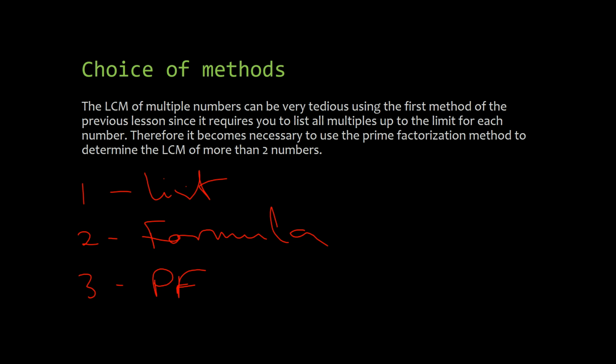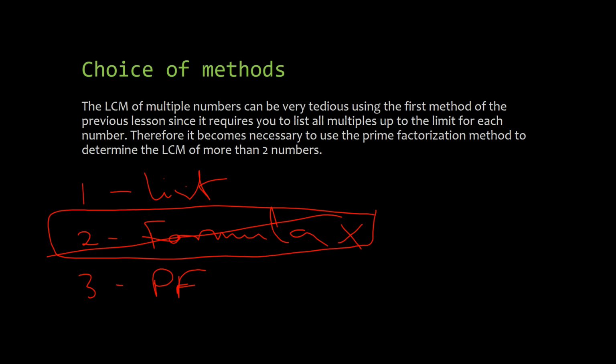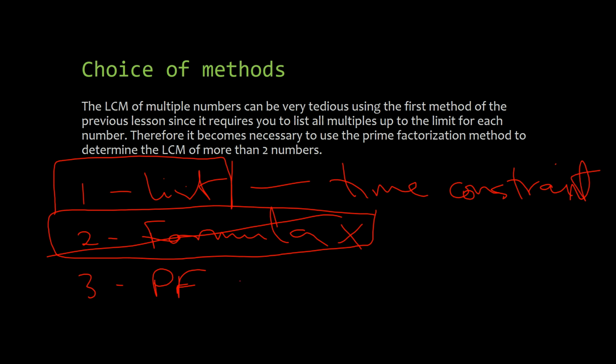You cannot use the formula because the formula is only valid for 2. The list, we can use the list, but it takes a lot of time, and I'm going to say that it has a time constraint. You could use the prime factorization and it's the best option. So now that I've explained that the best method to use is prime factorization, let's look at, as an example, the numbers 2, 3, 4, and 5.